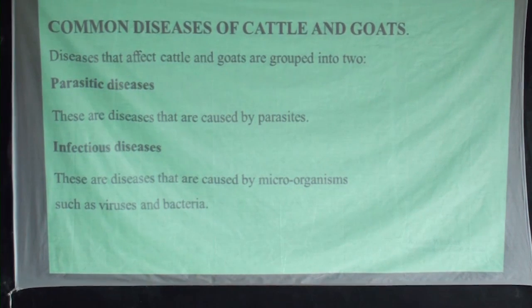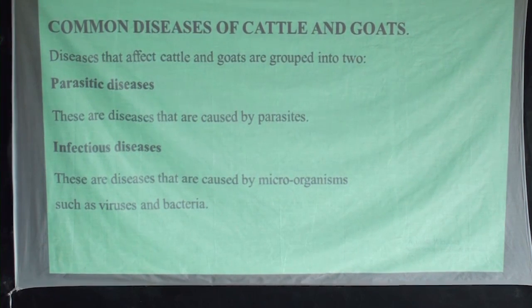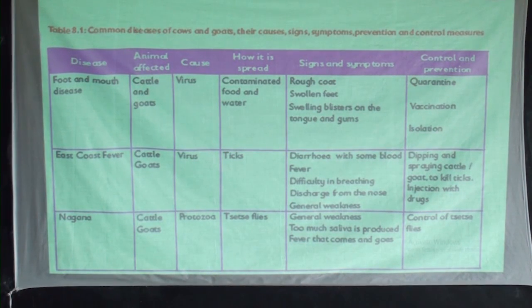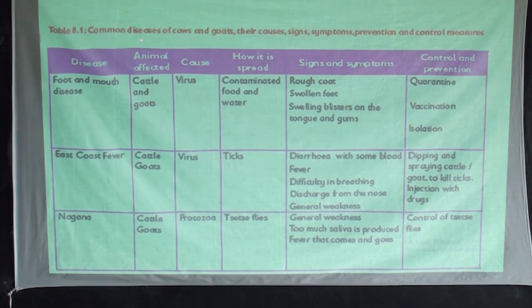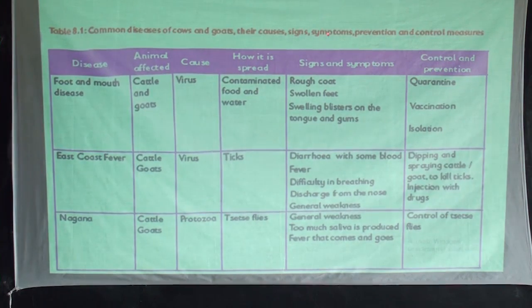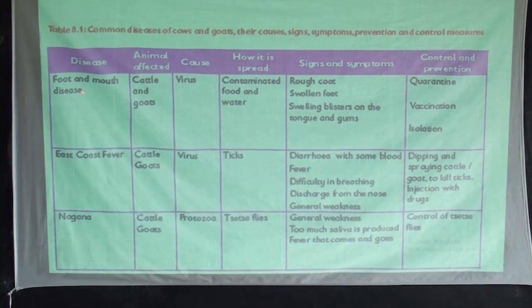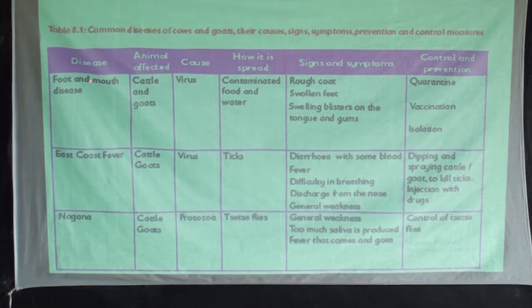Then we can move ahead and look at the table properly and look at the diseases one by one with the cause, signs and symptoms, and then prevention. Coming to our table, it's a summary of diseases of cows and goats, their signs and symptoms, prevention and control measures. Looking at the first disease here, this is foot and mouth disease.